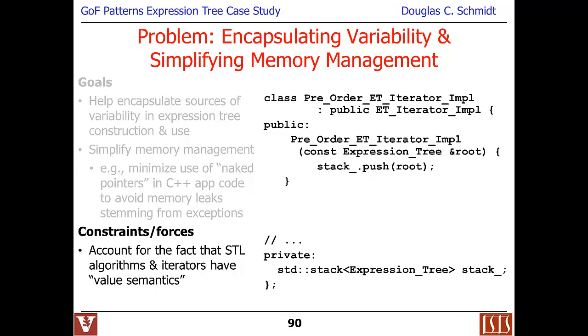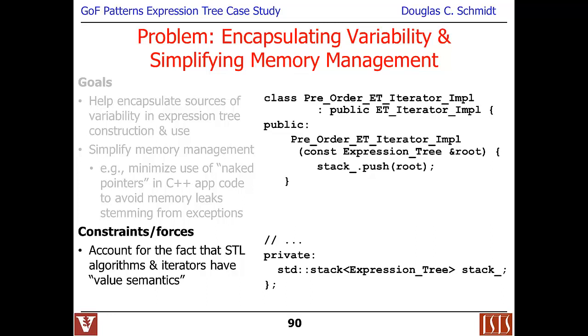Some of the other constraints and forces we have to deal with here is that the STL algorithms and containers all expect to have so-called value semantics. They want objects to work on, not pointers to objects. And what we've been dealing with so far have all been pointers to stuff, if you think about the way that the composite was structured.